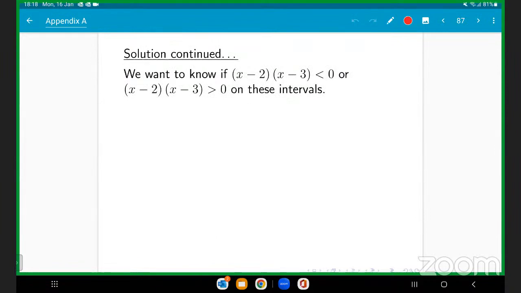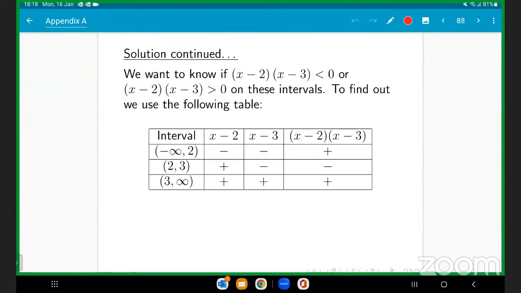We want to check the sign of x minus 2 times x minus 3, for each of these intervals. And so we start by drawing our table. Remember, we broke up the real line into 3 different intervals here. Our first column will be for those particular intervals, minus infinity to 2, 2 to 3, and 3 to infinity. Then each column thereafter will be building up our given expression.